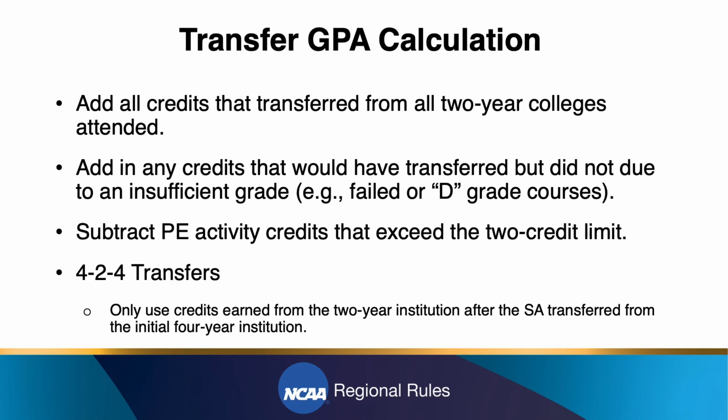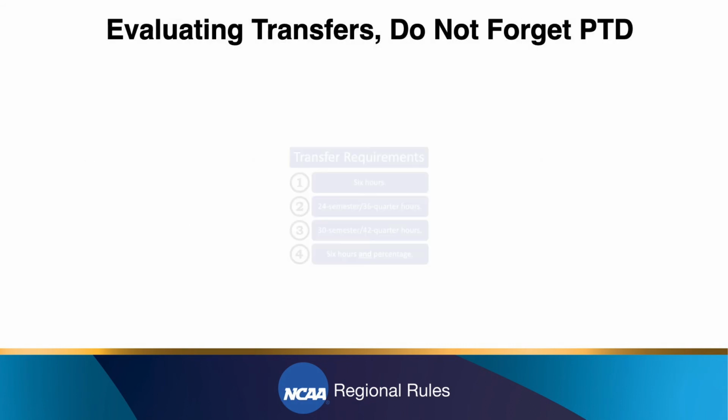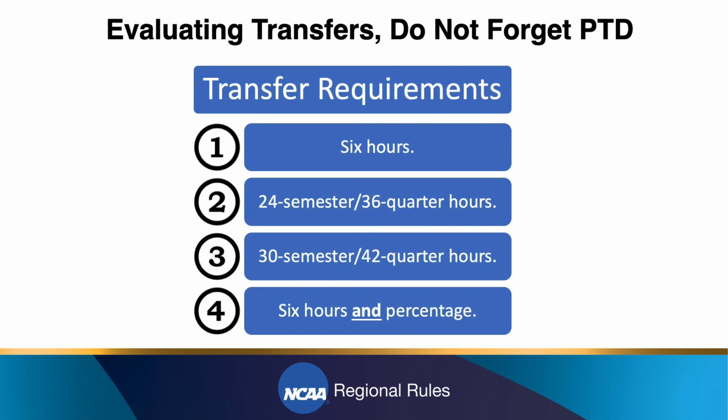The NCAA 2-4 transfer GPA may be different than the school's GPA calculations. For 4-2-4 transfers, only use credits earned from the 2-year college after the student athlete transfers from the initial 4-year institution to calculate the 2-4 transfer GPA. When evaluating transfer student athletes, do not forget the prior progress towards degree requirements a student athlete must satisfy. Transfer requirements include examples listed below.